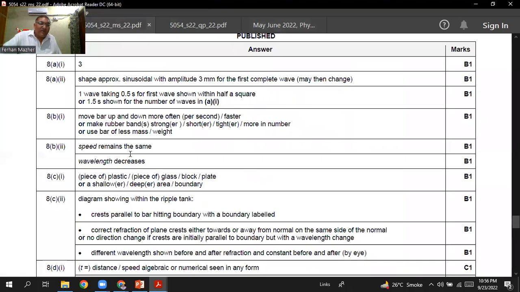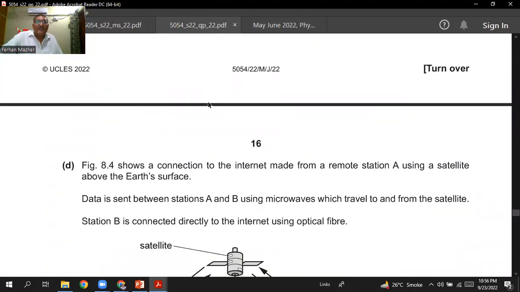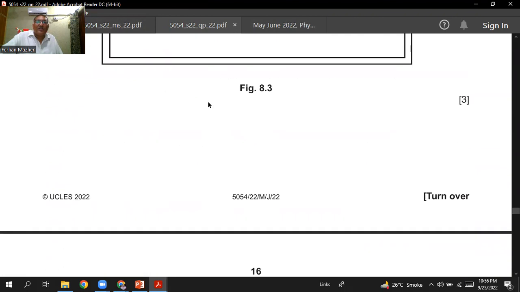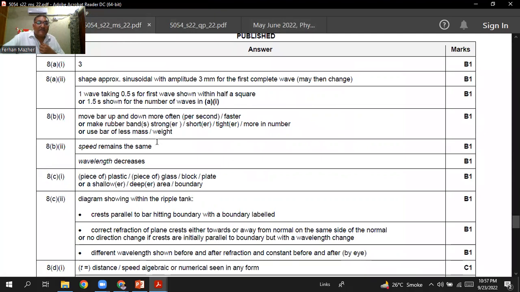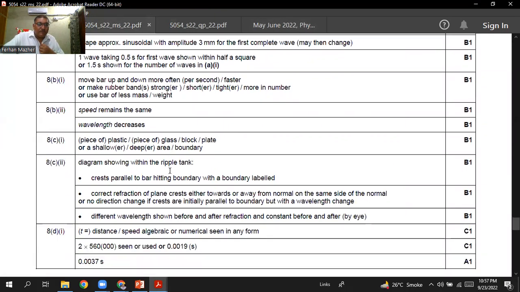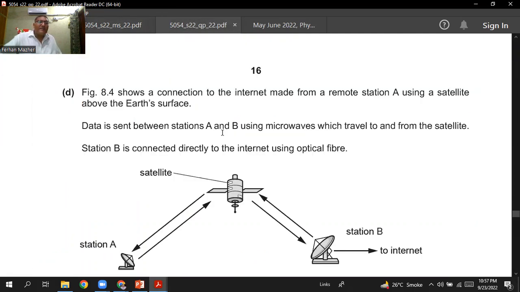Okay, so here we go. The question number 8. Let me show you the marking scheme. So we are here. Okay, so we are done, it's good. So you can check it from the marking scheme as well.